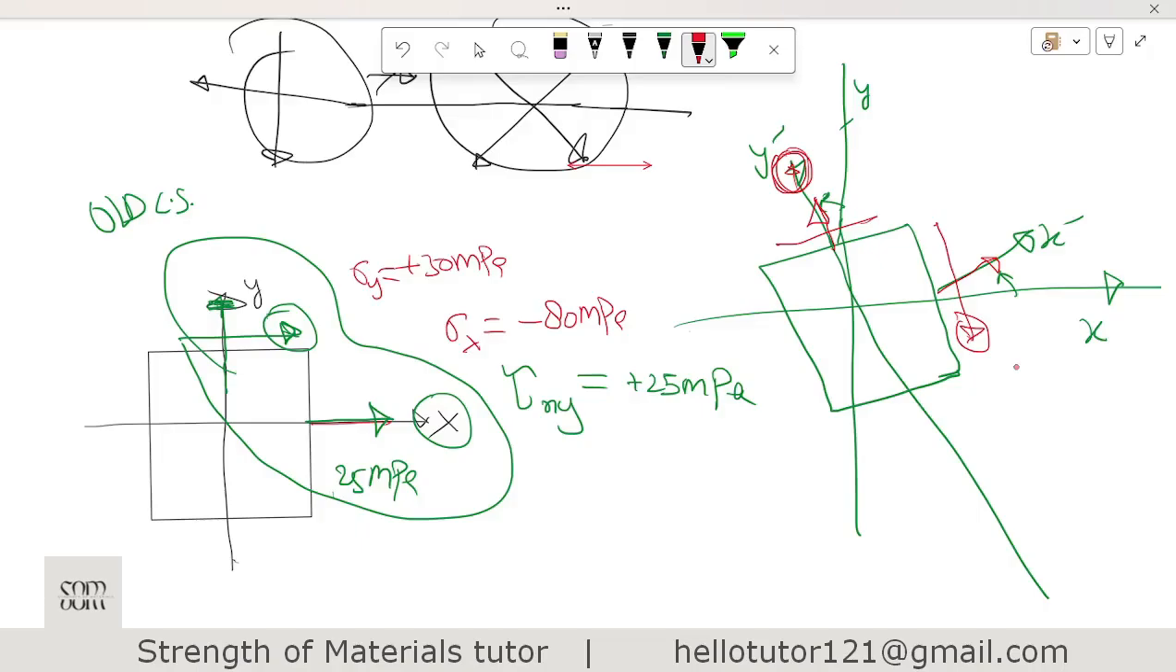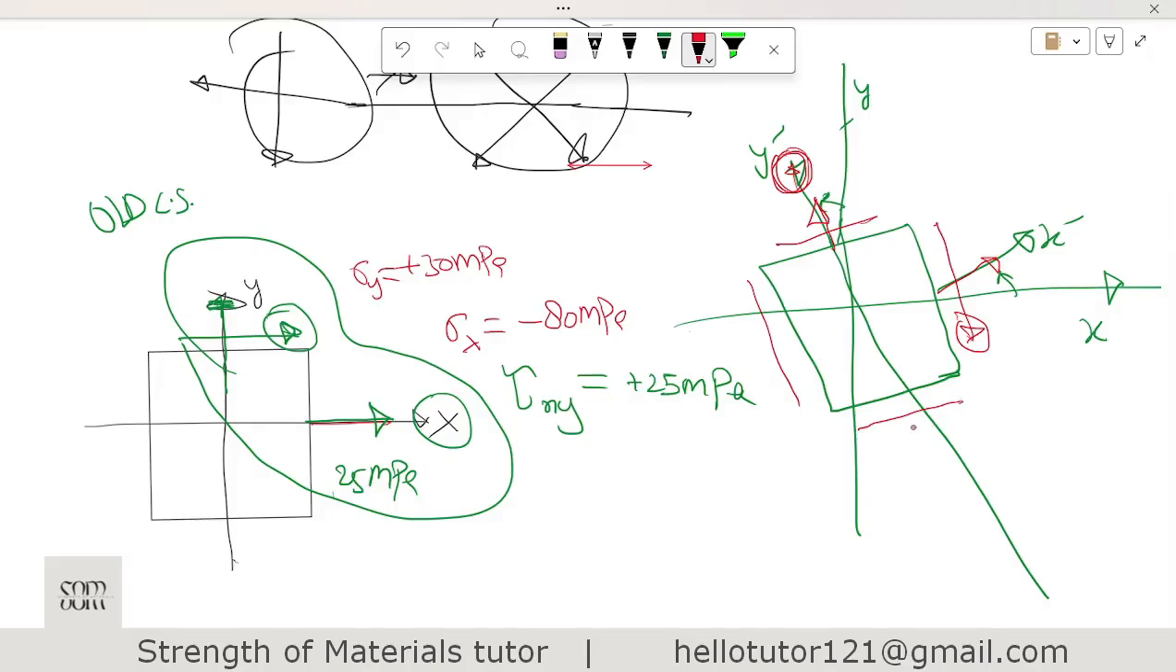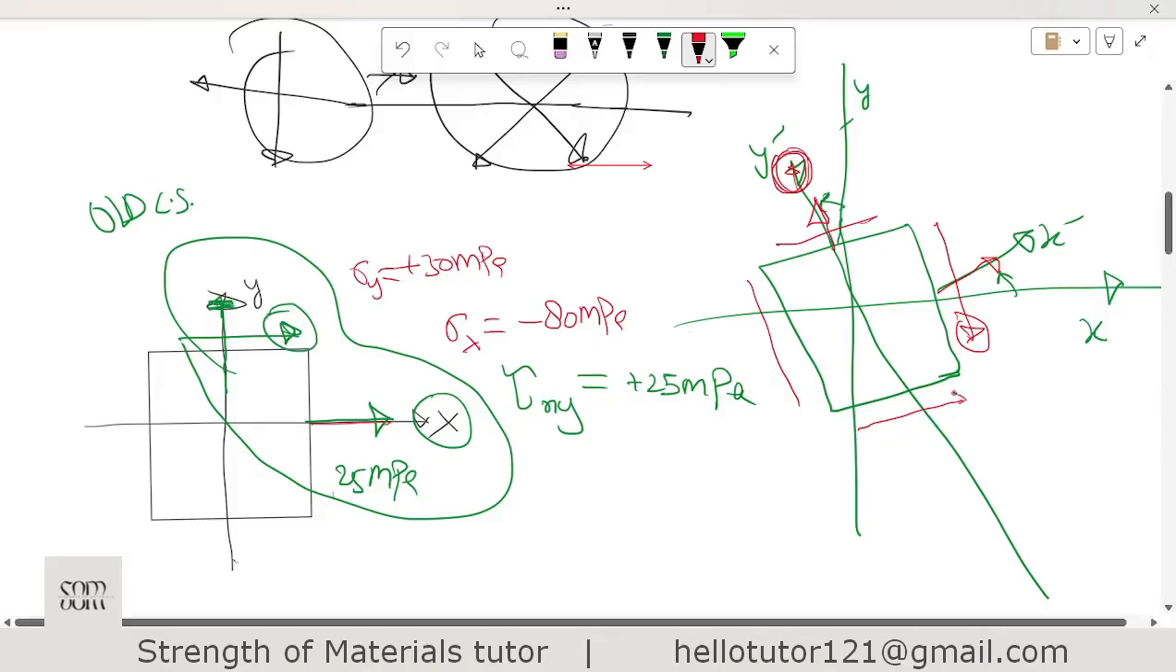Is there anything I missed? Yes, one more thing: what if you have only complementary stresses? What would you do? In the case of complementary stresses, let me draw it first.